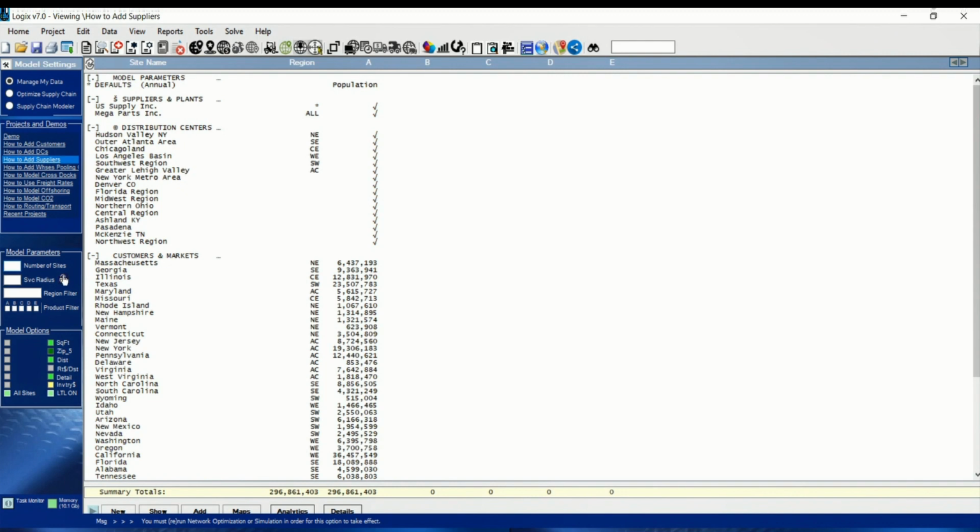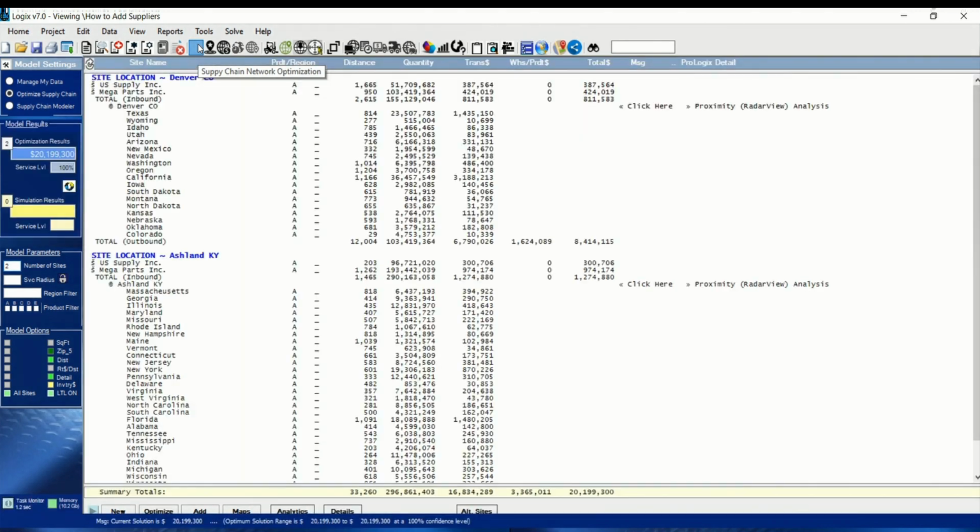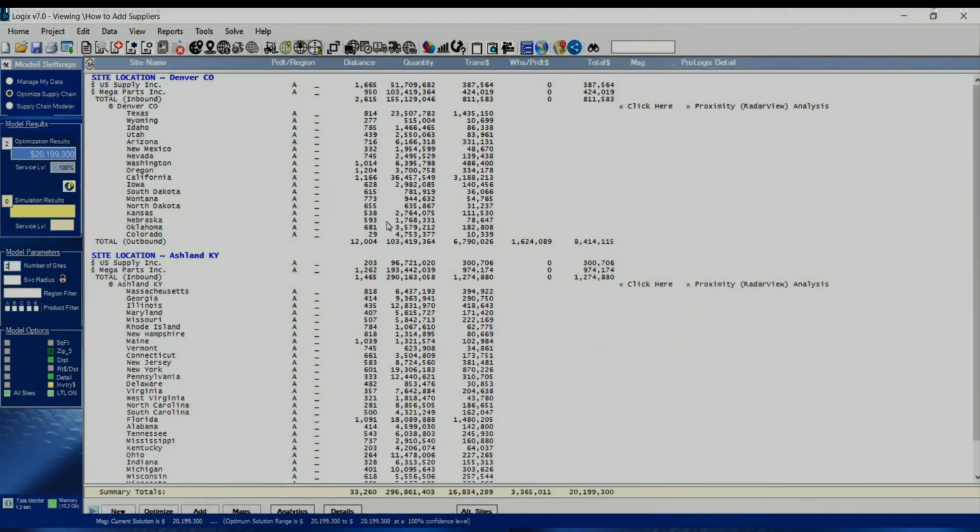You can set the number of sites. We set the number of sites at 2 in this case, and click our supply chain network optimization. Now we have the locations in Denver and Ashland, Kentucky from our existing and candidate facilities that we represented to the model. But you'll also notice that US Supply and Megaparts, our two suppliers, are represented in the solution for both sites.